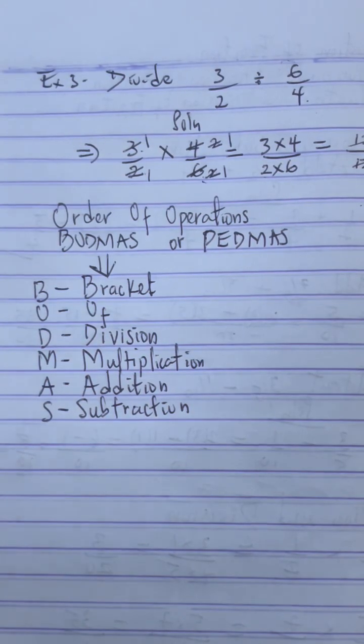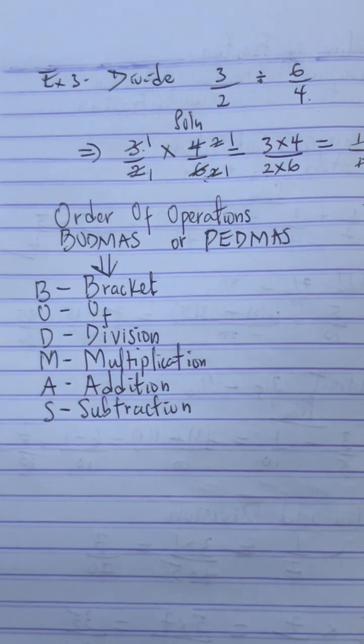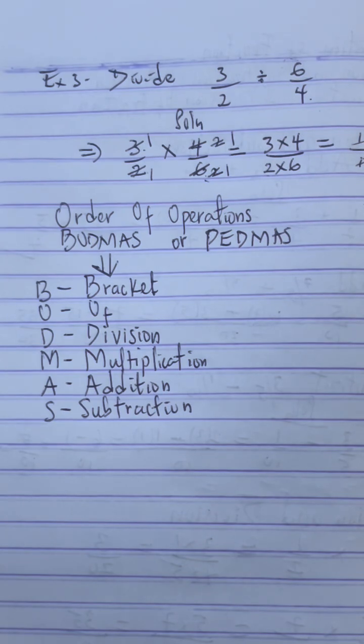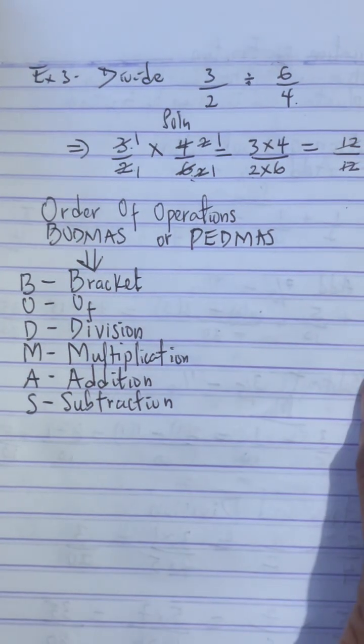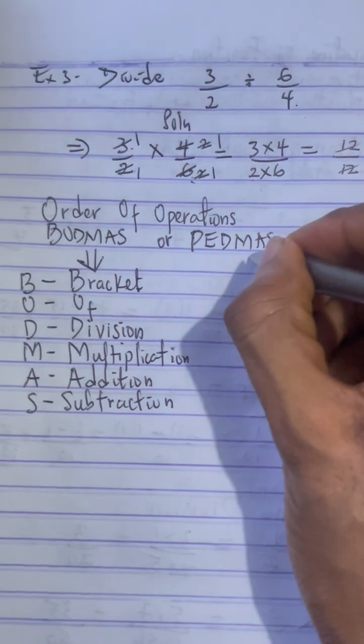So when you have different operations in a mathematical expression, the order of operation you should follow is the BODMAS operation, whereby you first of all treat what you have in brackets. After that, the next thing is of. After that, division. Treat division before multiplication. Treat multiplication before addition, and treat addition before subtraction.